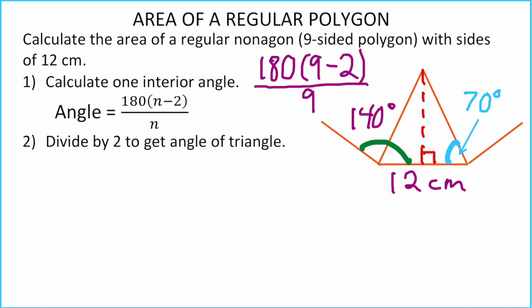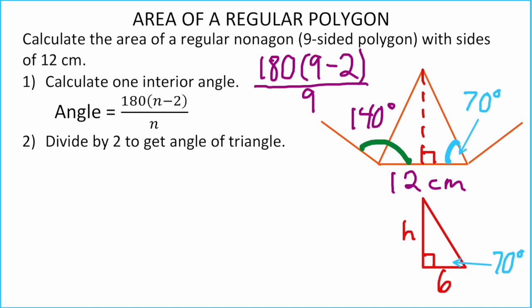But to get the height, we need to focus just on the right triangle part of this triangle. And so let's label our height h. Here's an important step. This bottom leg is going to be half of that 12. So it's going to be 6. And then we know that's a 70-degree angle. So now we're ready for step 3, which is to use tangent to calculate the height of our triangle.